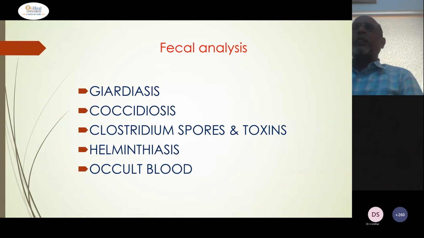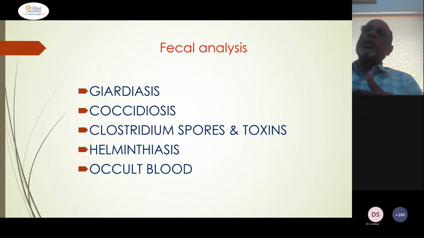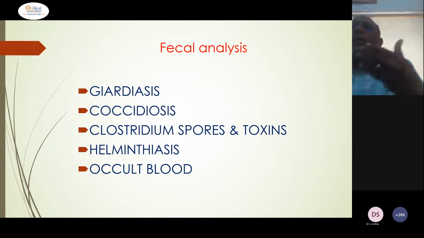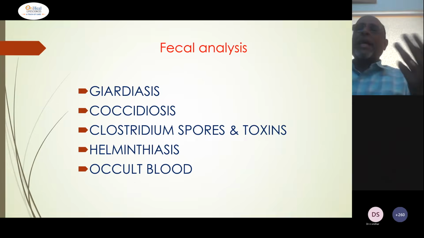Fecal analysis is definitely very, very important. So fecal flotation test, fecal smear, or fecal examination, whatever you do, you need to know which specific tests you should do for each. Whether you should do a smear, or only a centrifuge, or a flotation. So just go through your notes which you did a long time back and accordingly do a fecal analysis. Giardiasis, coccidiosis, Clostridium spores and toxins, and helminthiasis like roundworm, tapeworm, hookworm, all those diagnoses can be made easier.